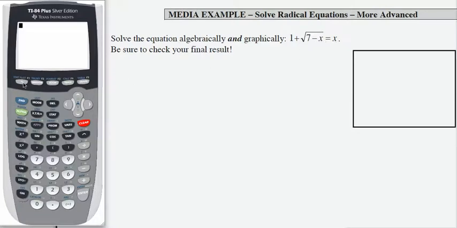I'm going to go to my y equals. I'm going to clear anything I have in y1 or y2. And then in y1, I'm going to place the left-hand side of the given equation, so 1 plus the square root of 7 minus x. Then I'm going to use my arrow and make sure I end the radical at x. Then go down to y2 and enter the right-hand side of the equation, which is x.